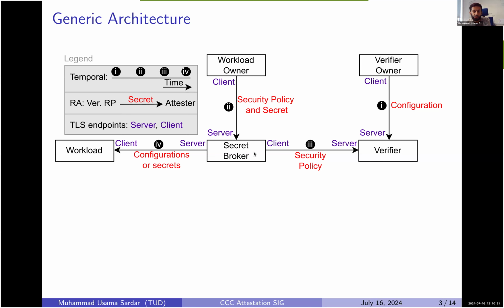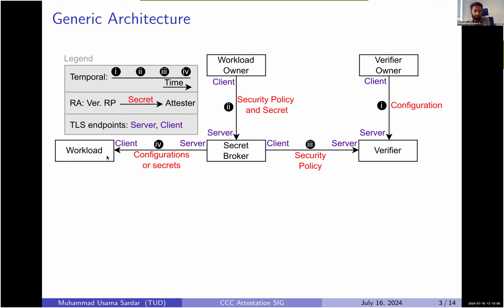And then this acts as the relying party at a high level view, or the macro view, so to say, for the whole architecture. And this, as the name says, is acting as the verifier from the RATS perspective of this architecture. And the two entities on the top are the verifier owner providing the configuration to the verifier, and the workload owner providing some security policy and the secrets to the secret broker to be forwarded to the workload.